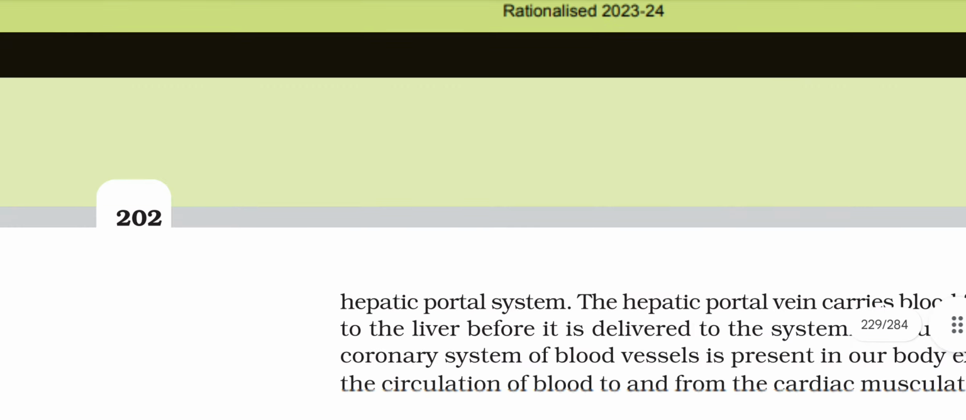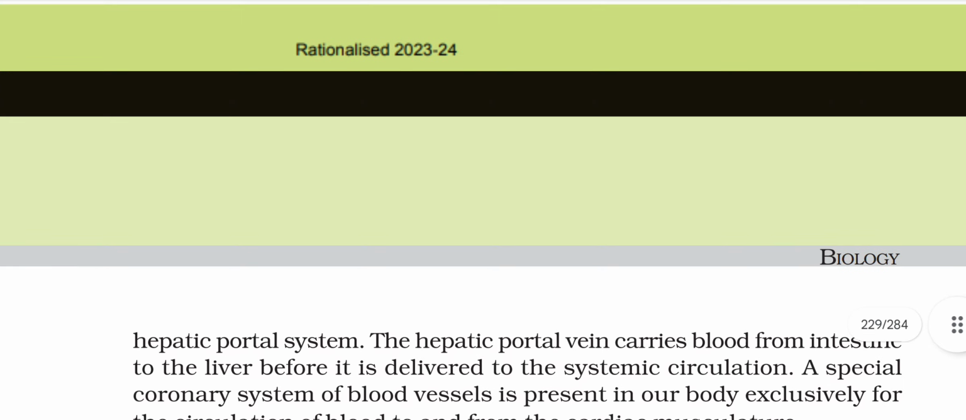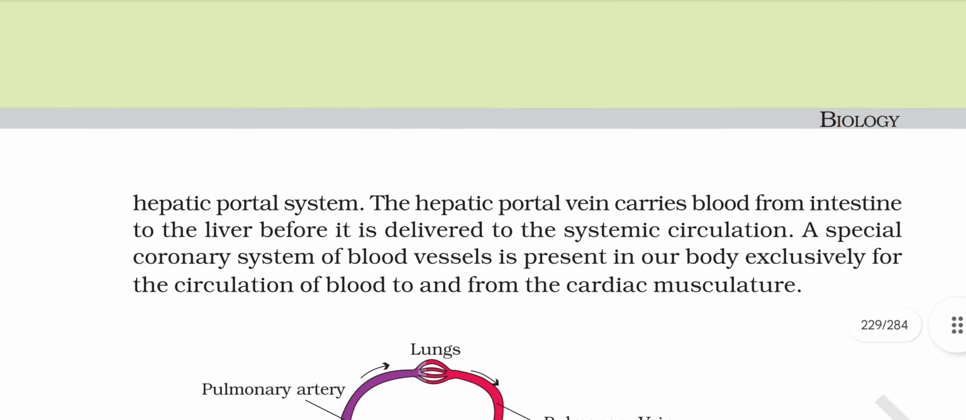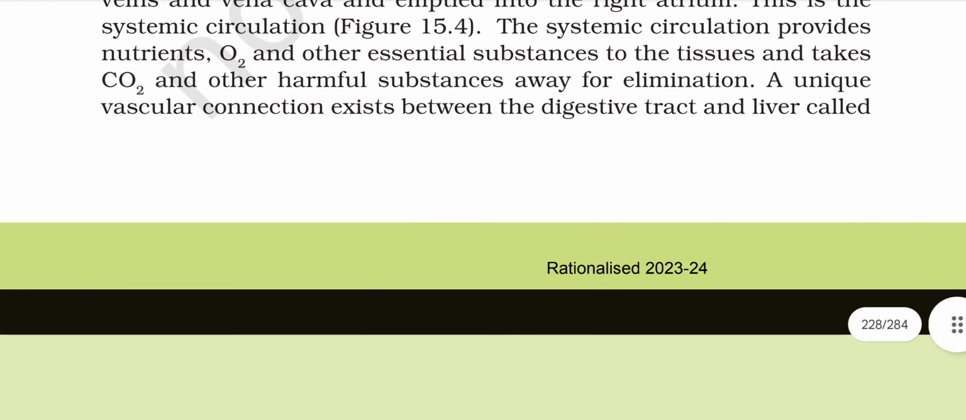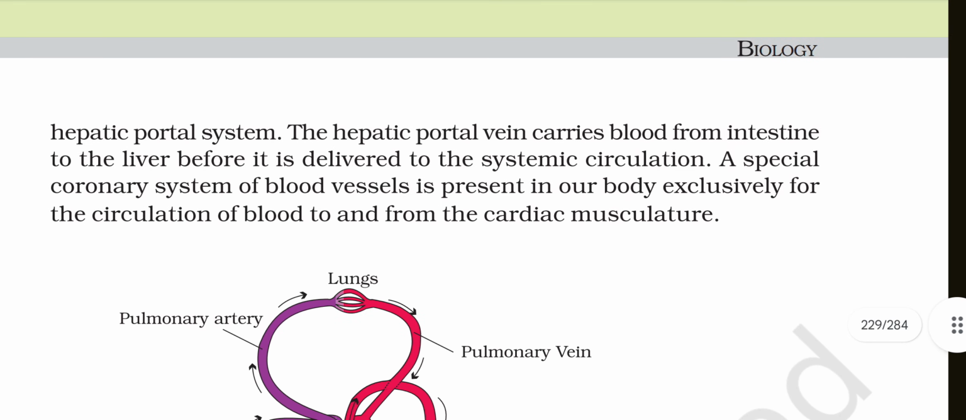Before the blood goes to the systemic circulation, the blood from the intestine flows through the hepatic portal vein. The hepatic portal vein carries the blood from the intestine to the liver before it is delivered to the systemic circulation.